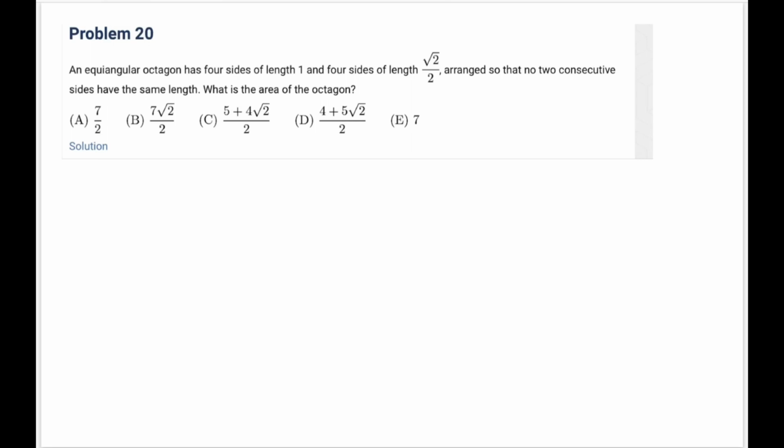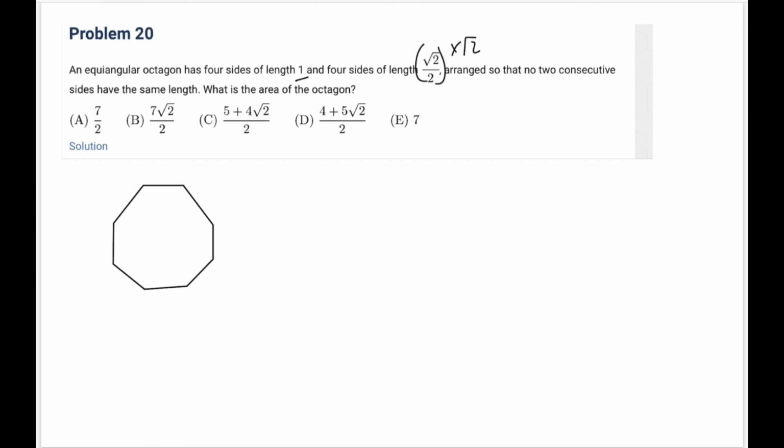Number 20, an equiangular octagon has 4 sides of length 1 and 4 sides of length root 2 over 2 arranged so that no 2 consecutive sides have the same length. What is the area of the octagon? Okay, so let's say that that's the octagon. It has 4 sides of length 1 and 4 sides of length root 2 over 2.